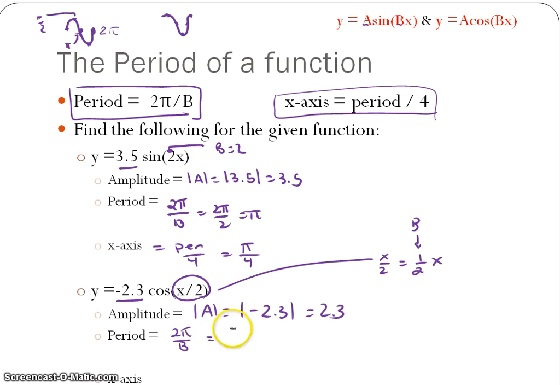So I just want to make sure it's clear. You see that? So it's 2 pi over 1/2. Now remember, if you're dividing by a fraction, we're going to instead multiply by the reciprocal of the denominator, which is 2 over 1, which is 4 pi. I do see a lot of algebraic mistakes made in this spot. The x-axis is going to be the period over 4, so the distance between our dots in this graph would be pi. Okay, so let's move on to our graphing.